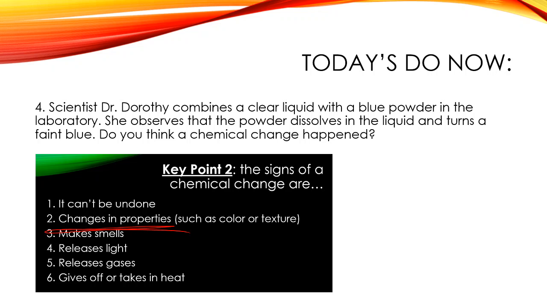Changes in properties such as color or texture. Well, let's see. The powder was blue to begin with, and when she dissolved it into a clear liquid, it turned a faint blue. Well, that's pretty much what we would expect. There's no major changes. Nothing turned green or purple randomly. It's pretty much what we would expect from just blending those two colors together.